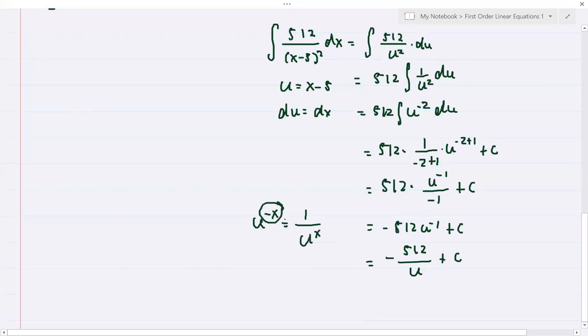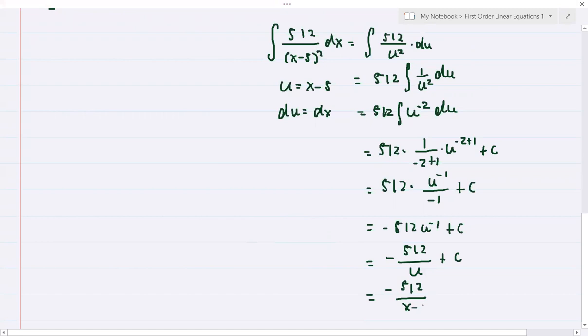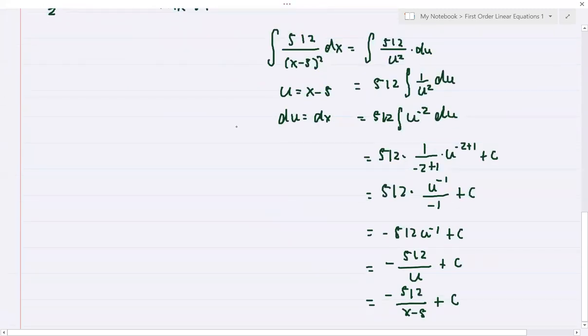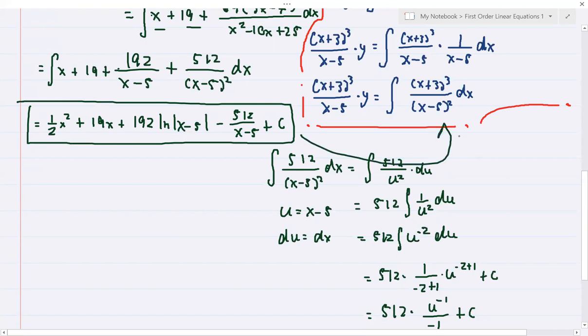So if you have negative exponents, you can bring it down to your denominator. Okay? So after that, we can now substitute back. Since your u is equal to x minus 5, we will have negative 512 all over x minus 5 plus c. Okay? So therefore, the integral of 512 all over the square of x minus 5 is negative 512 all over x minus 5 plus c. And that is basically the whole integral for this one.